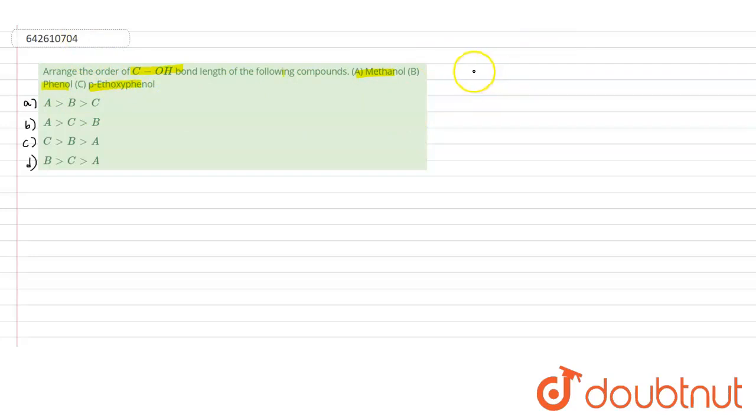So we have methanol, that is CH3OH. This is compound A. Another compound is phenol. And the next compound is para-ethoxyphenol. This is phenol, and at the para position there is an ethoxy group, that means OC2H5. That means this is para-ethoxyphenol.